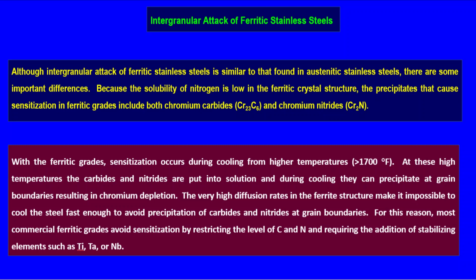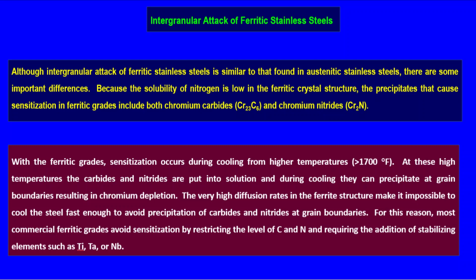With the ferritic grades, sensitization occurs during cooling from higher temperatures, that is greater than 1700 degrees Fahrenheit. At these high temperatures, the carbides and nitrides are put into solution, and during cooling they can precipitate at grain boundaries, resulting in chromium depletion. The very high diffusion rates in the ferritic structure make it impossible to cool the steel fast enough to avoid precipitation of carbides and nitrides at grain boundaries.